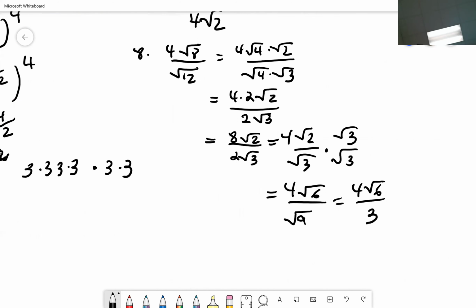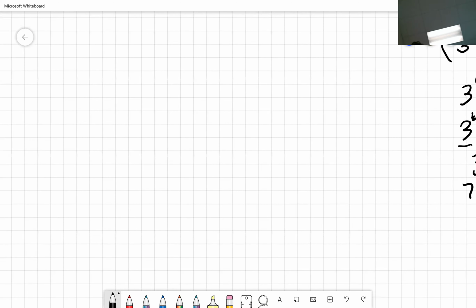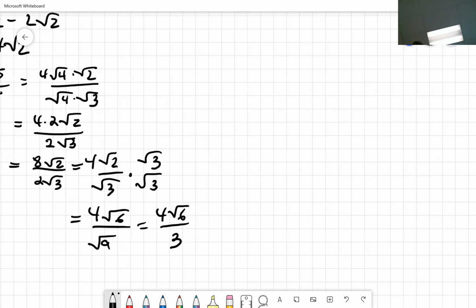For some reason, this is supposed to be number 8 and it says number 9. I just realized that. Funny. All right, let me start from the top again.